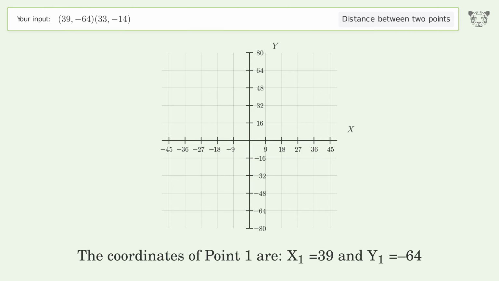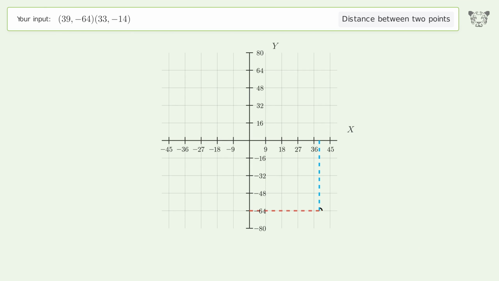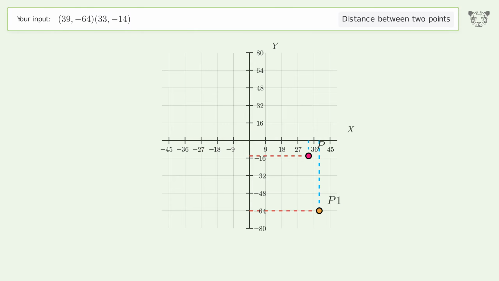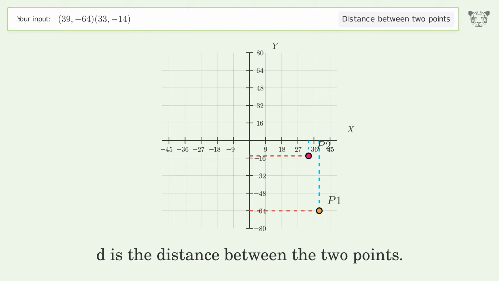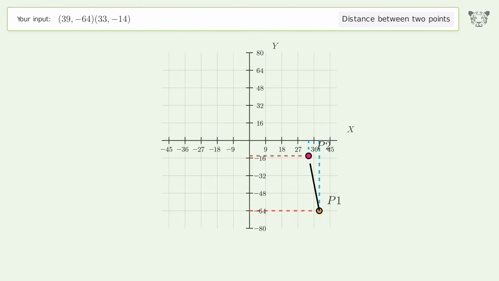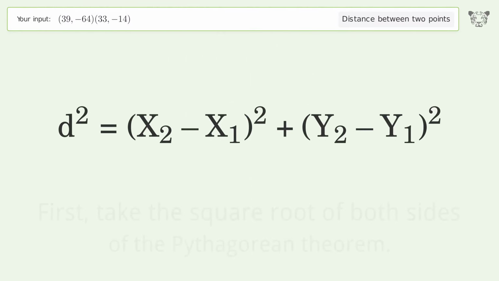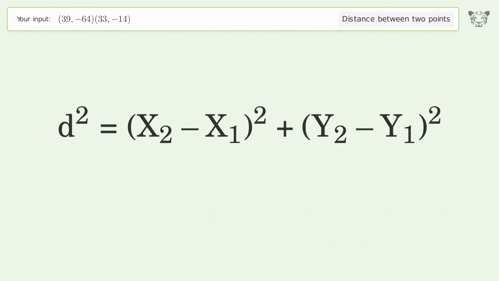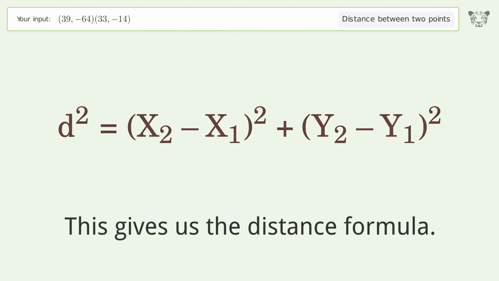The coordinates of point 1 are x1 equals 39 and y1 equals negative 64. The coordinates of point 2 are x2 equals 33 and y2 equals negative 14. D is the distance between the 2 points. First, take the square root of both sides of the Pythagorean theorem. This gives us the distance formula.